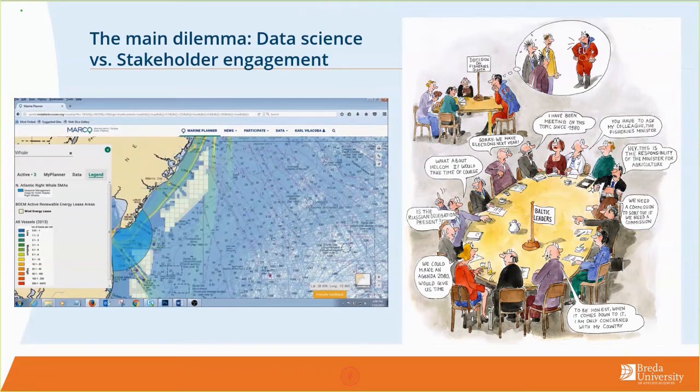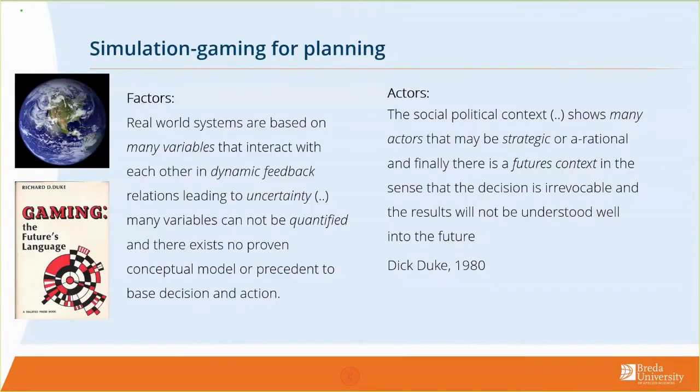And this is where gaming comes in. In the seminal book, Gaming the Future's Language, already a classic from 1974, but it's been picked up by many, many people developing these ideas much further into discussions on serious games, simulation games, or now even things like digital twins. Duke argues that a simulation game or a serious game is an excellent communication and learning tool for planning and decision makers, exactly because it's able to link and to balance the uncertainty in the simulated world with the political, social complexity of all of these stakeholders around the table.